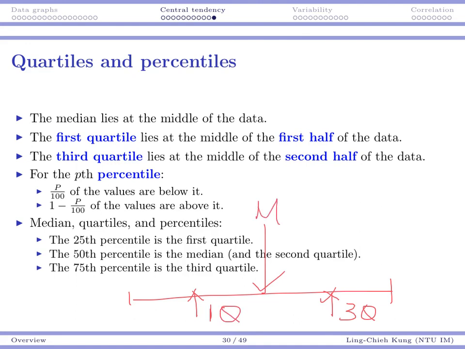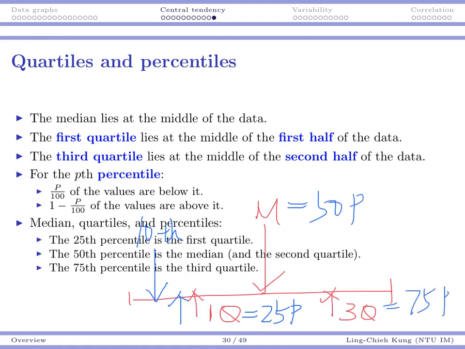That's the idea. And then we also have percentiles. It's just to divide the whole data set into 100 equal-sized intervals. And for the pth percentile, that means p over 100 of the values are below it. For example, if we are talking about the 10th percentile, then it's probably here. The 20th is probably here. And then immediately you know the first quartile is the 25th percentile. The median is actually the 50th percentile, and this is the 75th.